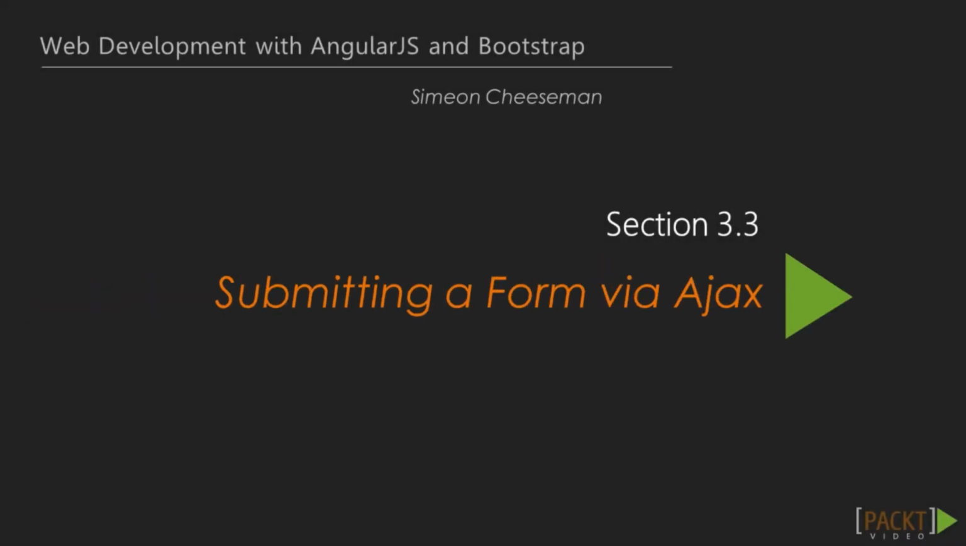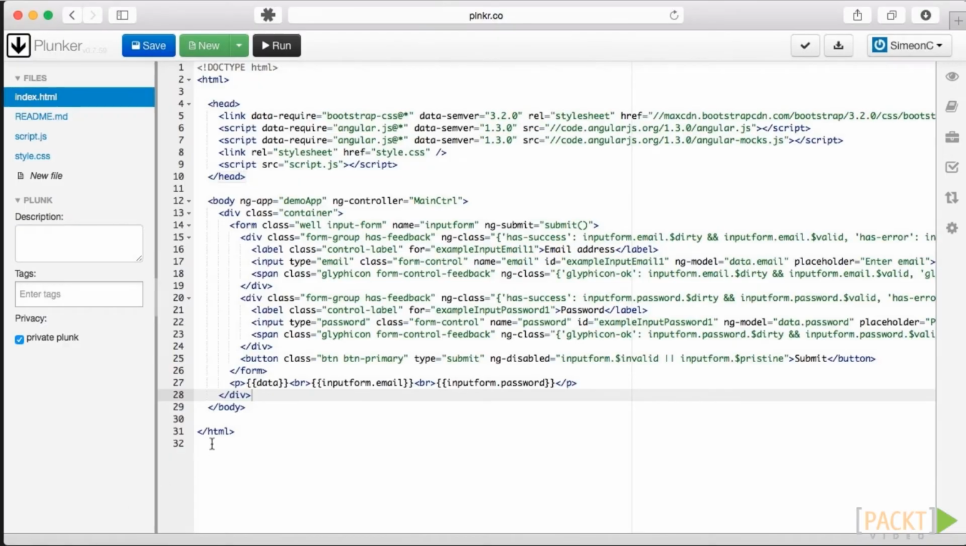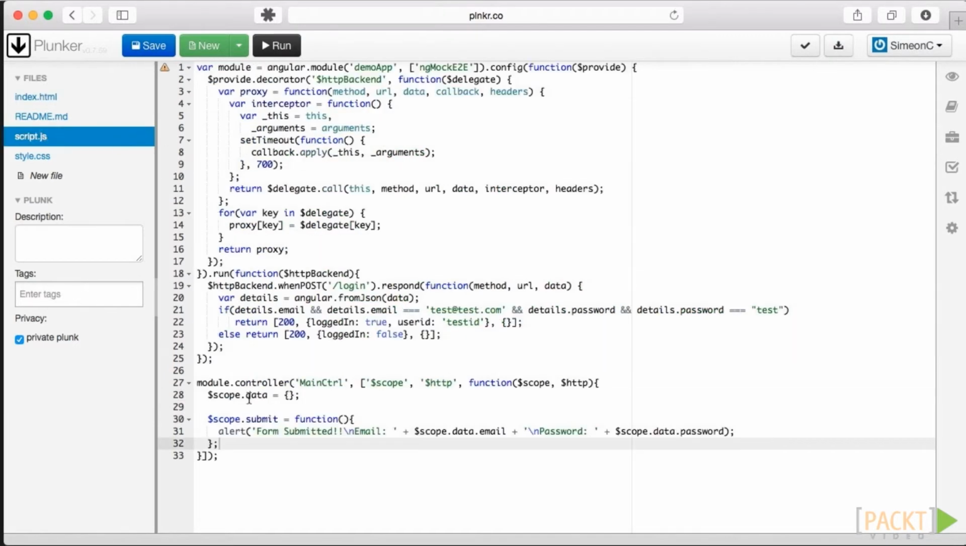Welcome back to web development with AngularJS and Bootstrap. In the last video, we looked at how AngularJS handles form submission. In this video, we are going to have a look at how to submit that data to a server. First, you'll need to download and open the code bundle for this section. If you've been following along and coding as we go, you'll need to update your code from the code bundle, as I have added a service that allows us to simulate a HTTP server.